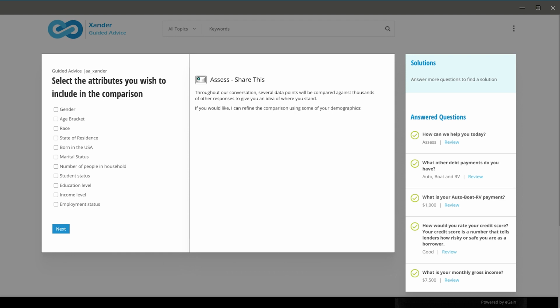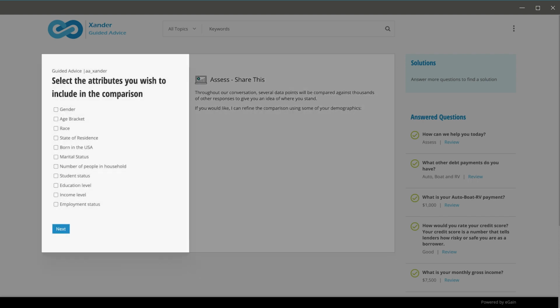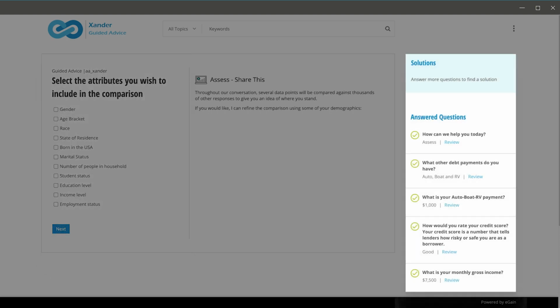In this example, we show 3 panes. The center pane is the guidance area and has information about the question being asked or a takeaway from the previous answer. The leftmost pane contains the next best question to ask, and at the right, we can see both an area for solutions to appear once they are identified and answered questions from previous interactions, back-end system data pulls, or pre-work the customer may have done.